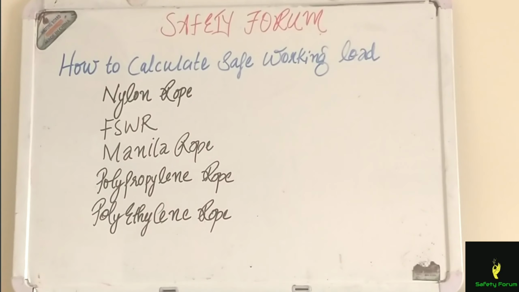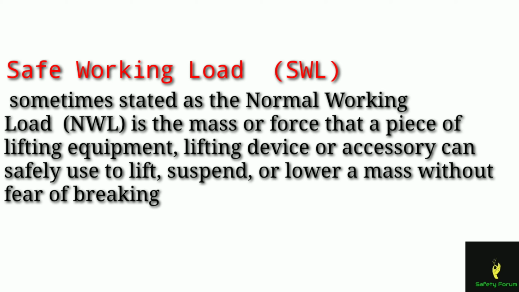So friends, before we see the calculation, we will be seeing the definition of these terms. What is safe working load? Sometimes it is stated as normal working load also, because it is the mass or force which a piece of lifting equipment, lifting device or accessory can safely use to lift, suspend or lower a mass without fear of breaking. So it is the normal force or the mass which an equipment will be putting on to lift any load safely. That is known as the safe working load.